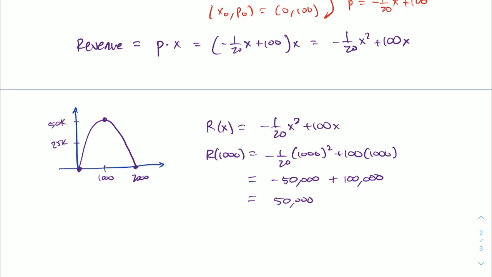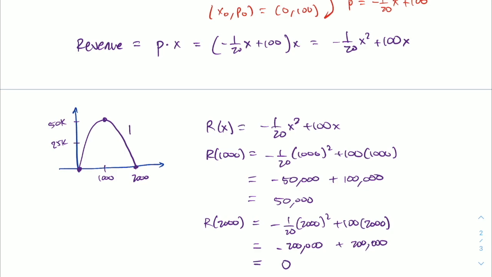And I told you the zeros are 0 and 2,000. Let's just check that. So if we put 2,000 into this formula, can check that this is indeed going to be negative 200,000 plus 200,000, which is 0. And so R of x has a max at 1,000 comma 50,000.